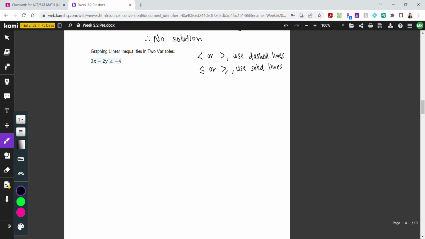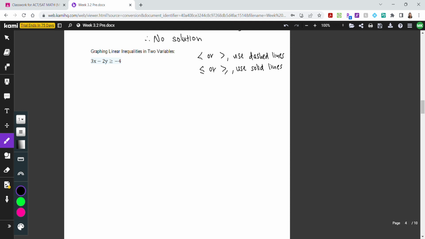All right, now if we look, our inequality here is going to be 3x minus 2y is greater than or equal to negative 4. A really simple way to graph your lines is convert it into the linear equation format, y equals mx plus b, right? It just makes it a lot simpler to graph your linear inequalities. You just wouldn't change the inequality sign to an equal sign, right?